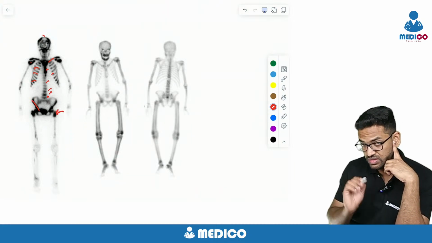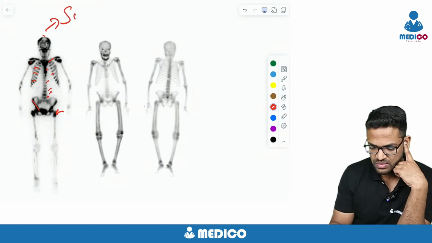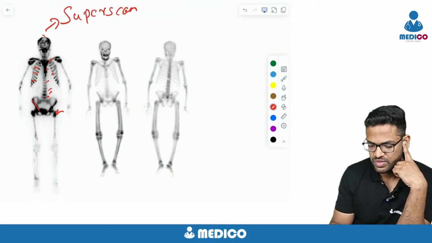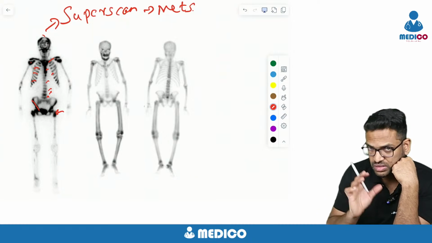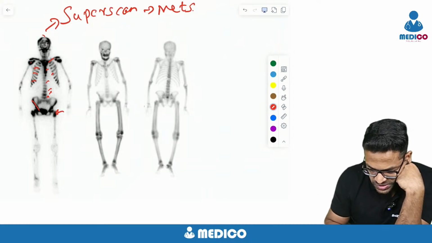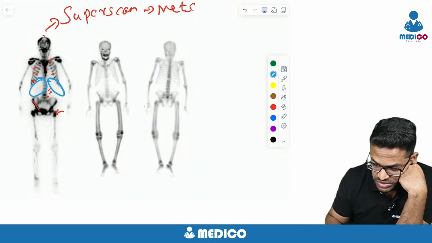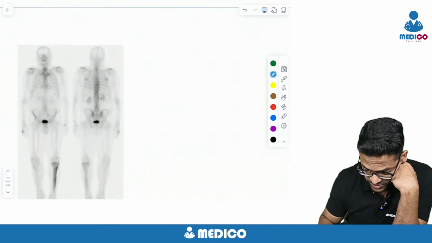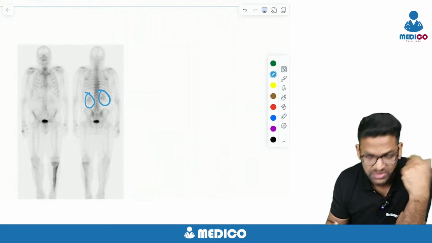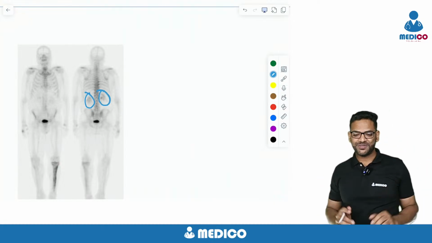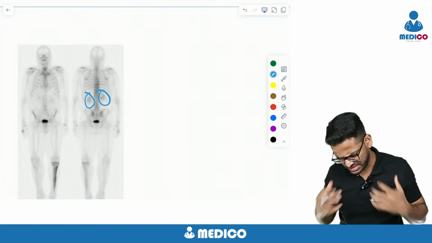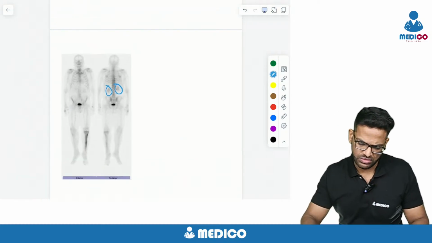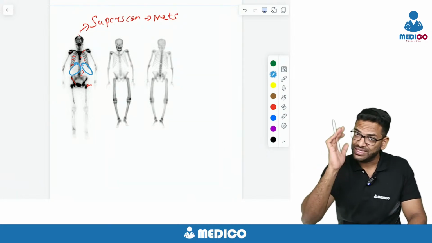Now, this is a super scan because of mets. Another subtle difference I want to tell you is, are you able to see the kidneys anywhere? I'm not able to see the kidneys. There's no uptake in the kidneys, while the previous one, which is the normal one, had slight uptake in the kidneys. Now the uptake is so much in a super scan that it doesn't leave anything much for the kidneys to excrete. It just accumulates in the bones. So that is the reason for this super scan in metastasis.